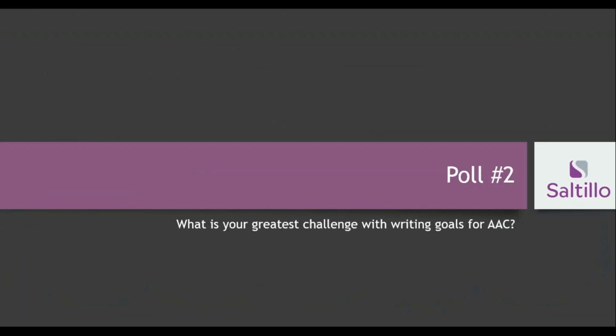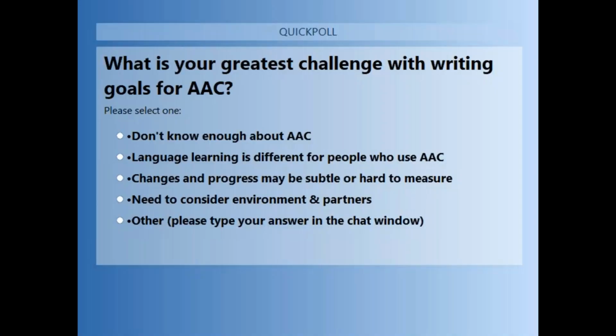So Kim is going to launch our second poll because I would love to hear, what is your greatest challenge with writing goals for AAC? Is it that you don't know enough about the AAC system? Is it that language learning is different for people who use AAC? That changes and progress may be subtle or hard to measure? Or is it that you need to consider the environment and partners? Or if it's something else, go ahead and type it in the chat window so we can see it there.